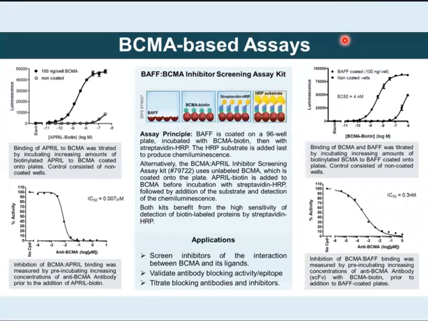They quantify the interaction between BCMA and ligands BAFF or APRIL. The principle of these assays is simple. One partner is coated onto the plate. The other partner, purified and labeled with biotin, is added to it. After washing, streptavidin-HRP is added, then the HRP substrate. The chemiluminescence signal is directly proportional to how much binding has taken place. Example shown here and here.